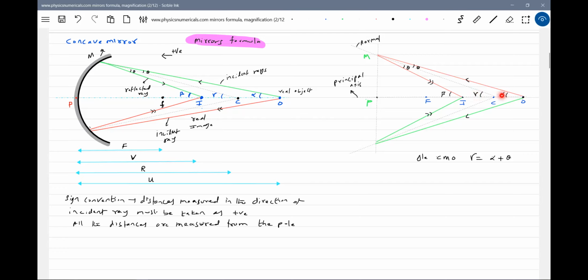Theta and alpha will become interior angles, gamma will become the exterior angle. So the exterior angle should be equal to the sum of the interior angles, so theta plus alpha. Similarly, look at this triangle IMC. So beta should be equal to gamma plus theta.